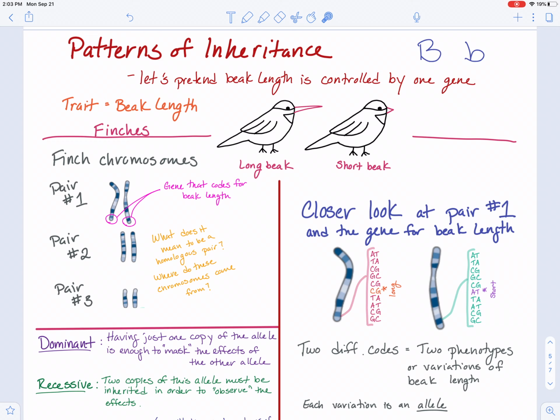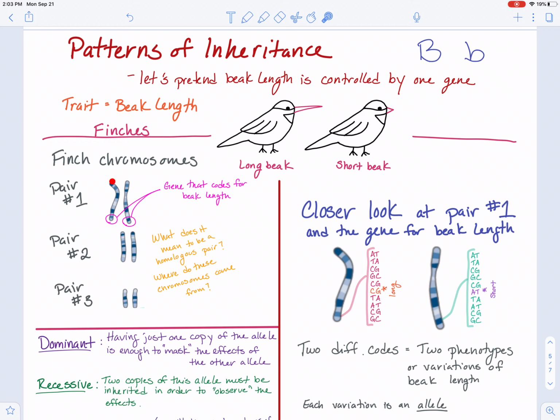We're going to pretend that our finches have 3 pairs of chromosomes, and they're all homologous pairs. So take a moment, try to remember what it means to be a homologous pair of chromosomes, and then where did these chromosomes come from? So where did these 3 pairs come from for this particular finch? We're going to be looking closely at pair number 1, and we're going to say that it codes for beak length right down here.